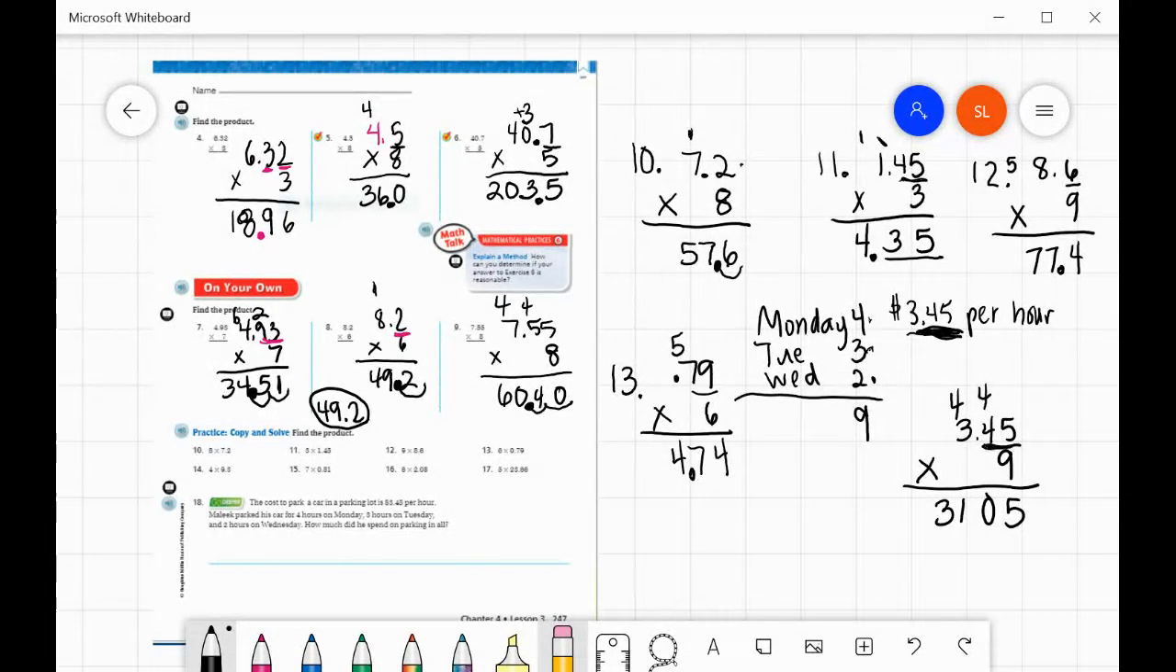And then we have 2 places past the decimal. So we come over and put 2 places past the decimal here so that there are 2 numbers behind. Always double check. There's 2 numbers behind here, so there should be 2 numbers behind here. So we know that in order for him to park, he spent $31.05 for this week of parking.